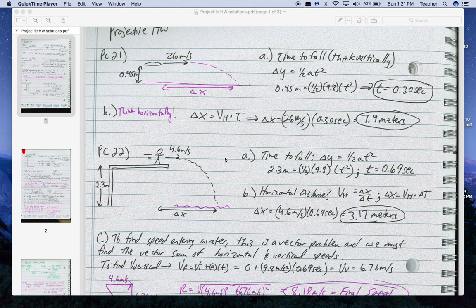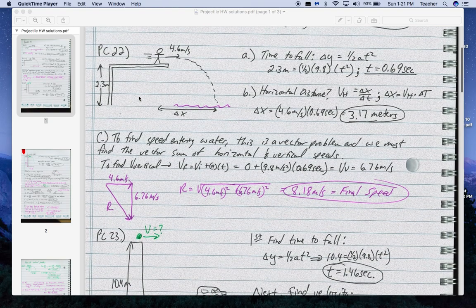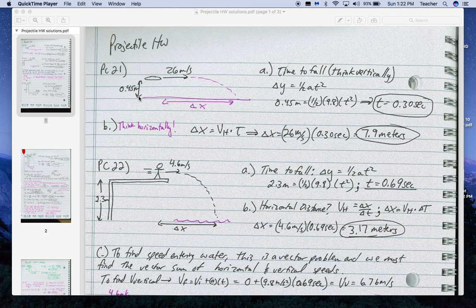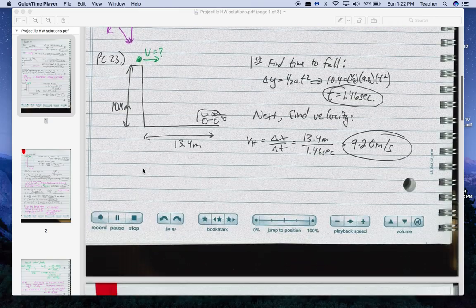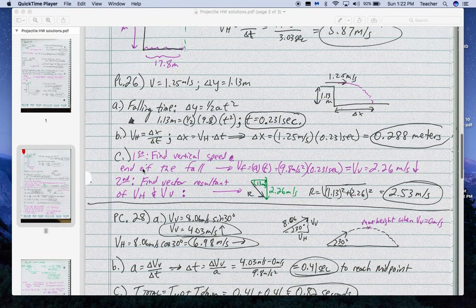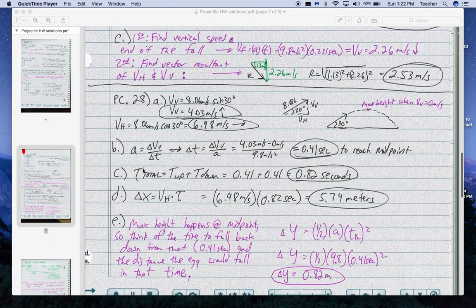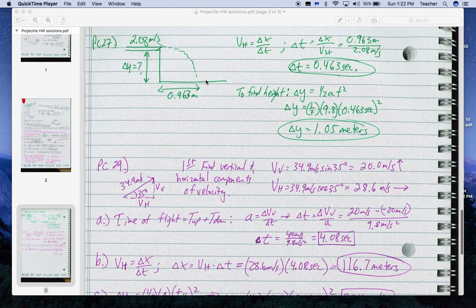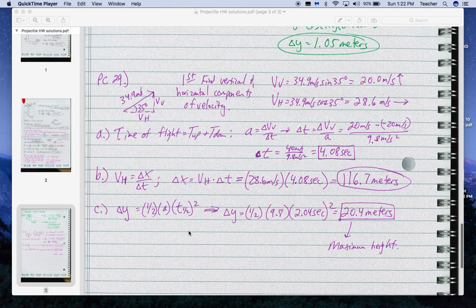The solutions and explanations for the solutions to the projectile motion homework problem. If you notice, all the ones that were assigned, so that's from Physics Classroom, that problem set on projectiles and vectors, 21, 22, 23, 24, 26, all of those are for horizontally launched projectiles. 28 is the only one that is an angle launched projectile. The optional ones, 27 is horizontally launched, 29 is an angle launched one.